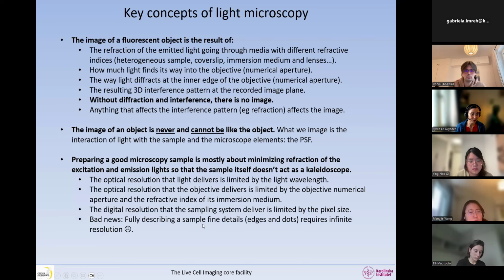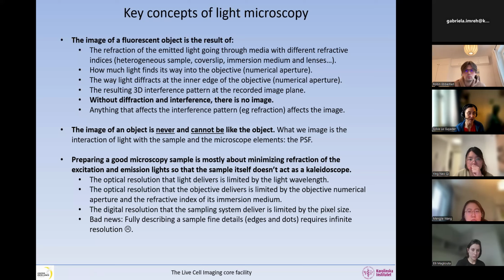So the bad news for you is that to fully describe a sample with very fine details, for example, if you look at vesicles, whatever sample you have, it will have edges, right? You have the edge of the nucleus, you have the edge of the cell.